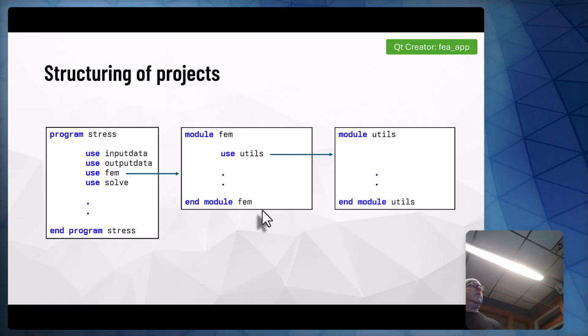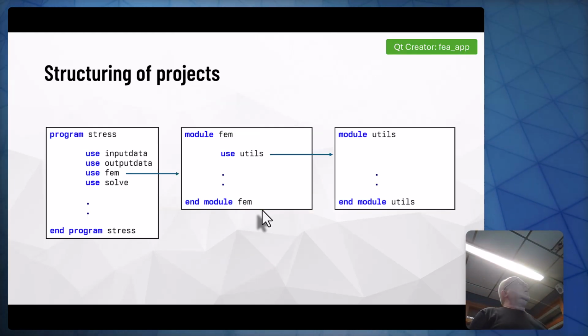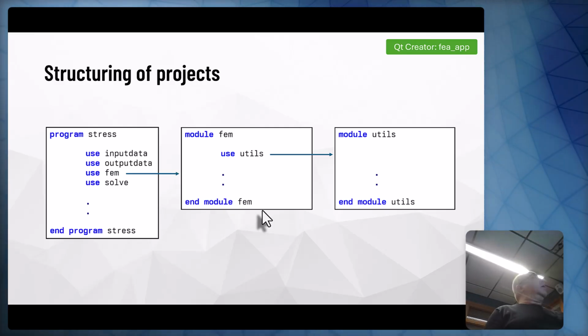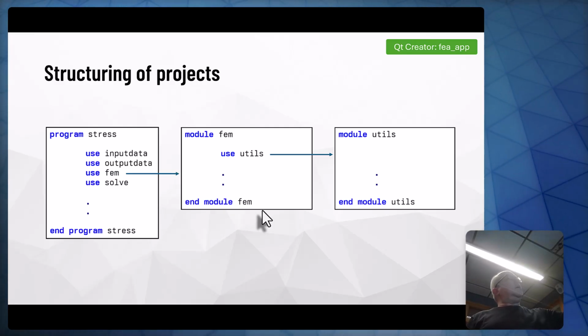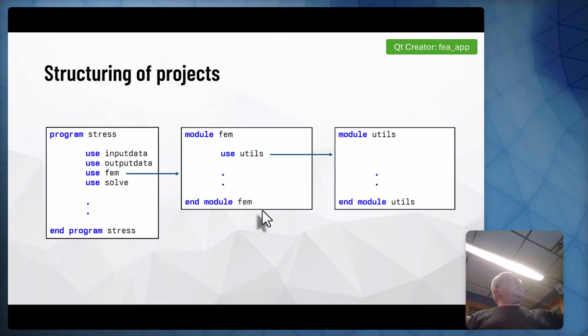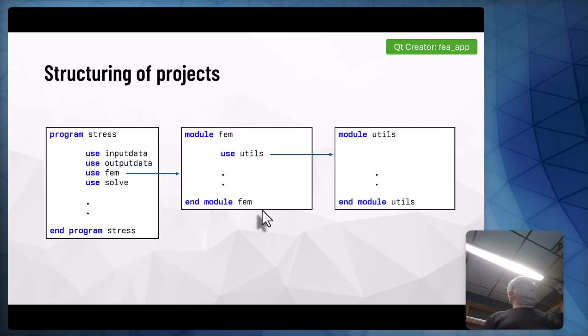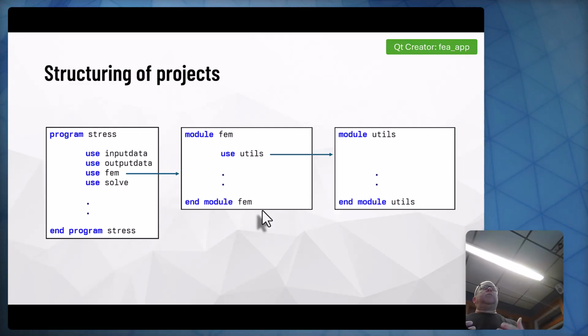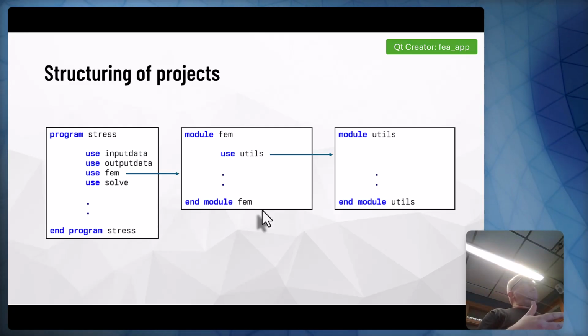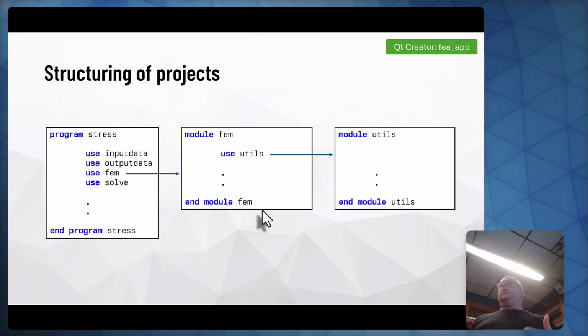And in code, it can look something like this. So my stress-based simulation program here uses input data, output data, fem, and solve. And when you do that, the methods and subroutines for those modules will be available to your program, so you can call them.